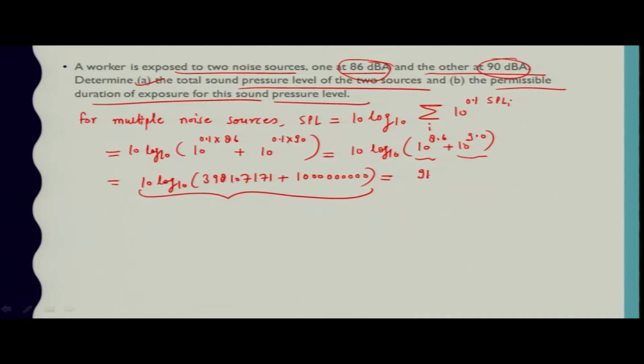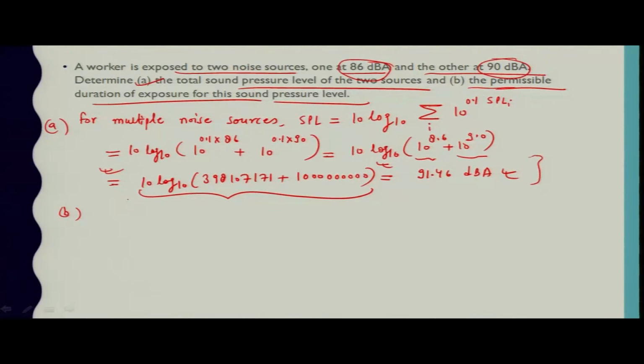Now if you calculate this with a calculator, the value will come out as 91.46 dBA. Kindly check this value and correct it if it is wrong. It is just simple mathematics. As an engineer, you can calculate it with a scientific calculator which has the option to estimate logarithmic values. Now the second part is to calculate the permissible duration of exposure for this sound pressure level.